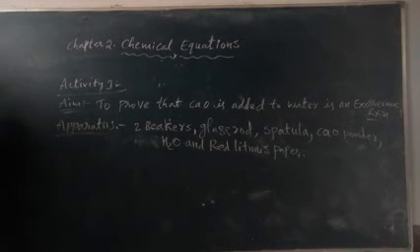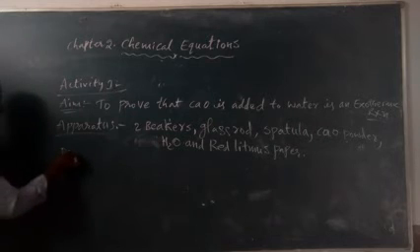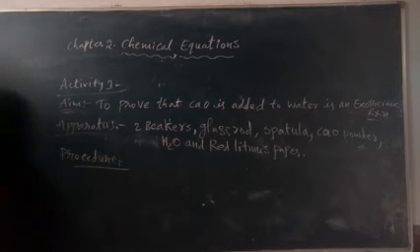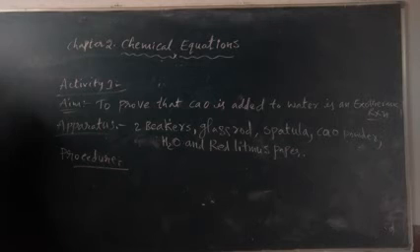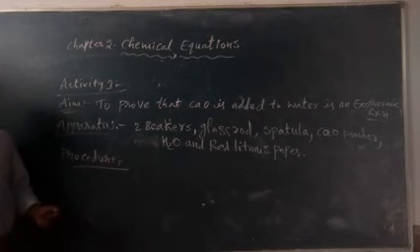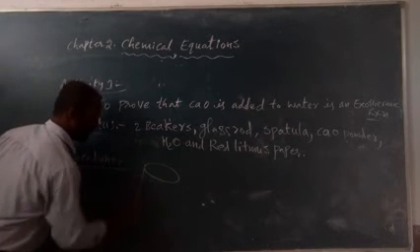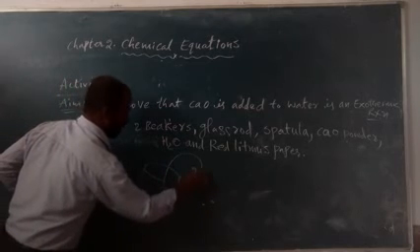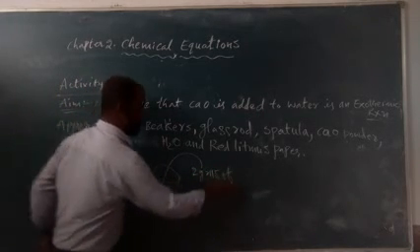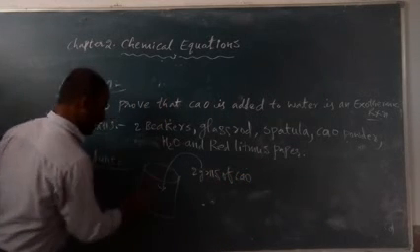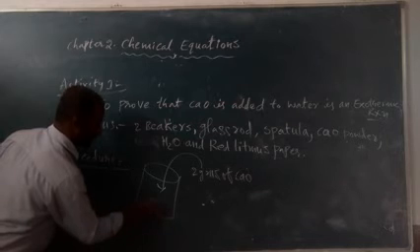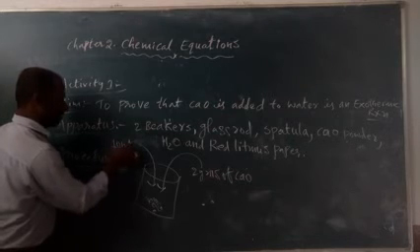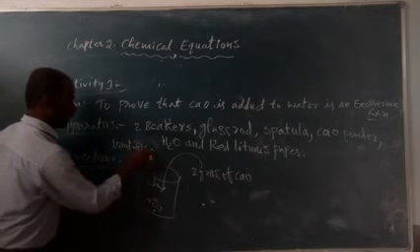Now, procedure. Procedure means how to conduct the experiment. Take 2 grams of quicklime in a beaker. Take one beaker. In this beaker we are going to take 2 grams of calcium oxide. I added 2 grams of calcium oxide. To this add 10 ml of water, H2O.